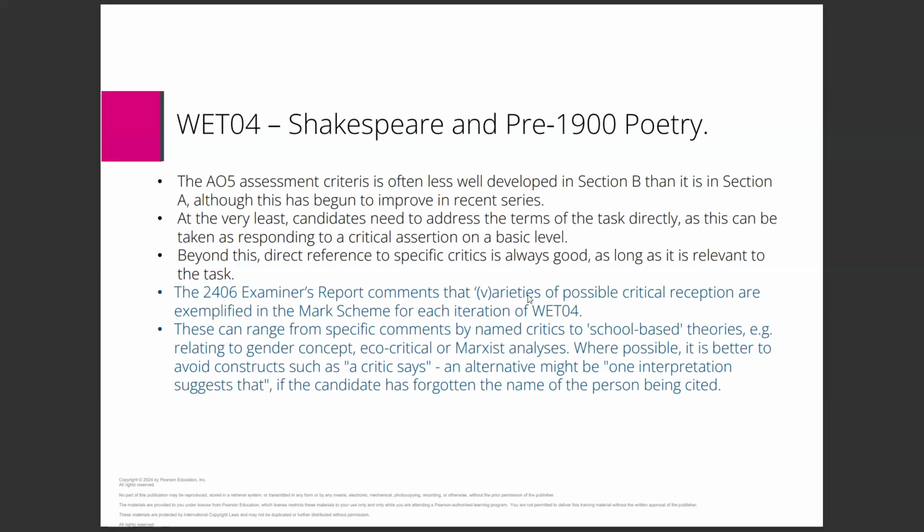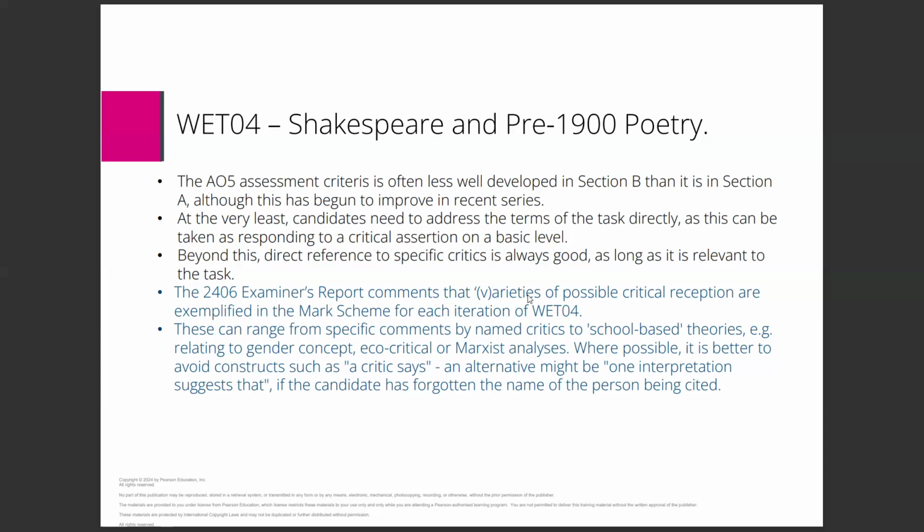With the poetry, particularly pre-1900, this one for AO5, we tend to find that the criteria for this is slightly less developed than in section A, although we have seen improvements in recent series. We can respond to critical comments on a basic level, and we've said this before about other questions. Sometimes even the candidate taking a stance against the question is an AO5 response in itself, but that's not obviously going to get you very far up the mark scheme.